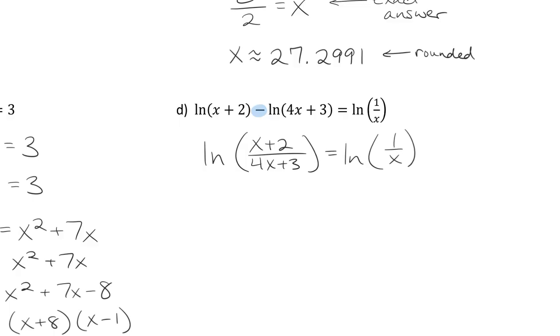And now I have isolated log equal to isolated log. Do you see that? Drop the logs. They're gone. There's a one-to-one property for this function type, which means that we can just take the insides and set them equal to each other. At this point, you just solve whatever type of equation showed up. The type of equation that showed up for us is a proportion.